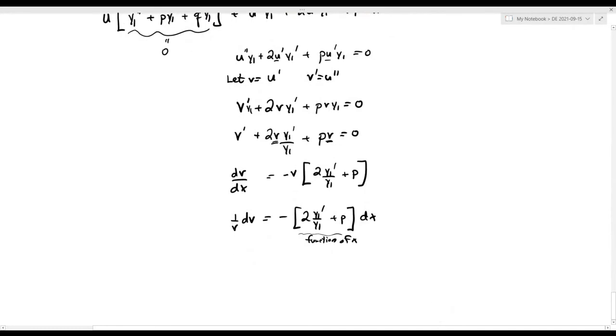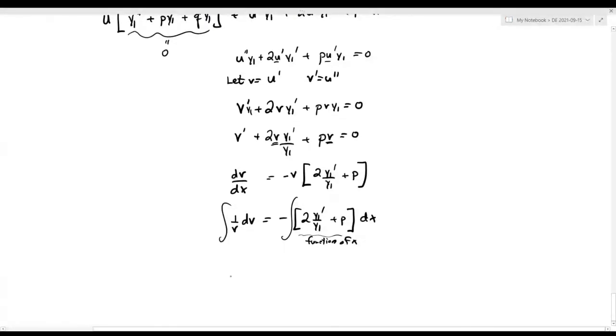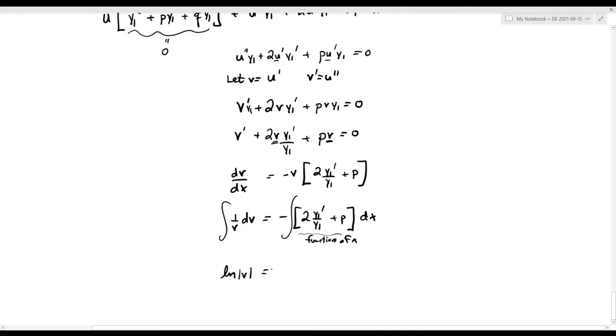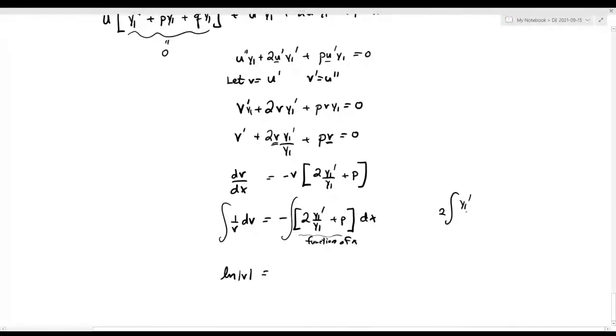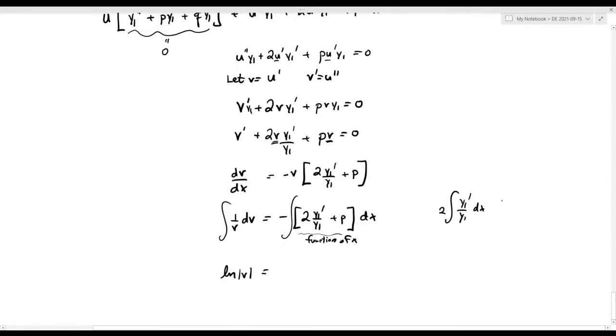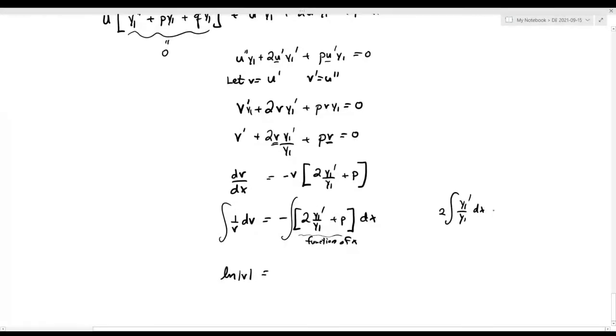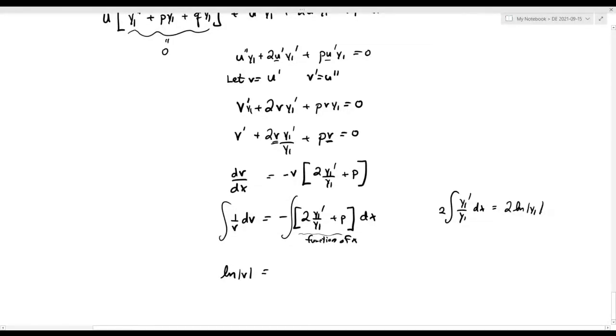So now we have two differentials that are equal. We know that we can anti-differentiate. I'm going to get log, I guess I should write the absolute value of v. And here, if you integrate this thing with respect to x, of course, you can just use a substitution, but this should give you 2 times log of the absolute value of y1. You can differentiate to confirm.